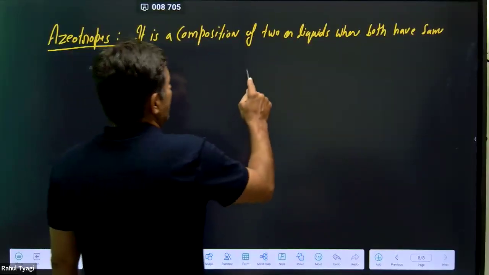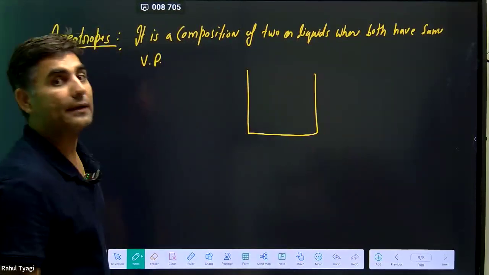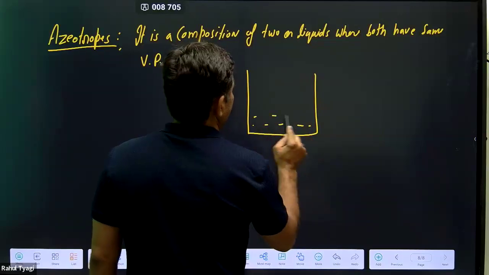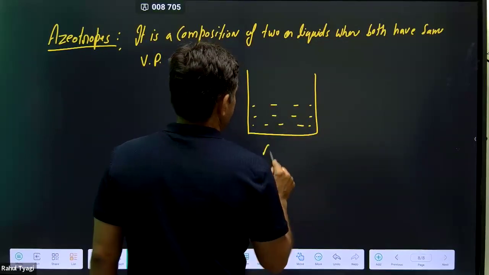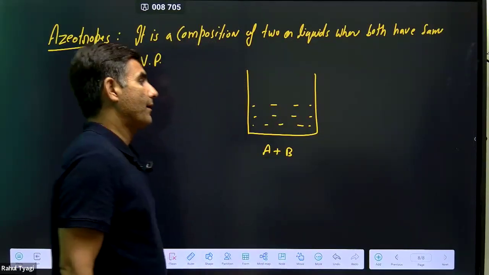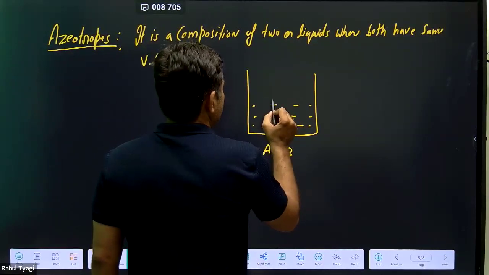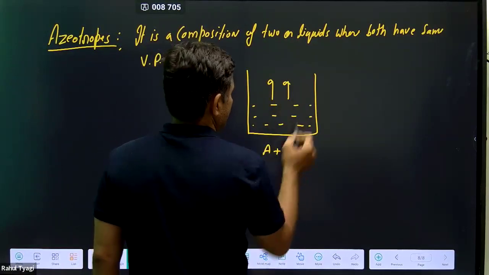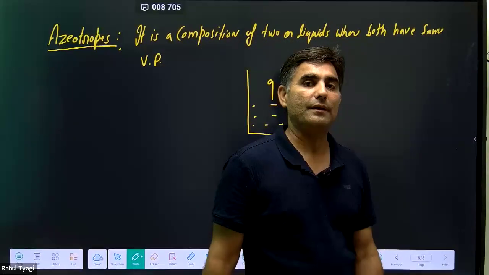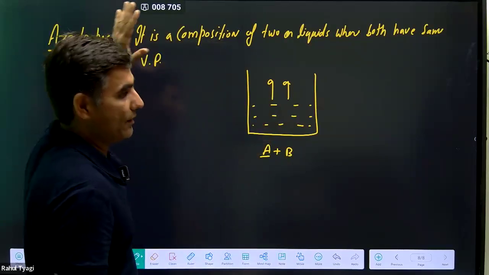Now there are so many definitions of azeotropic, but try to understand. Suppose there is a composition of A and B, and now both have the same vapor pressure. Vapor pressure of A equal to vapor pressure of B. Now I can say this is an azeotropic mixture.